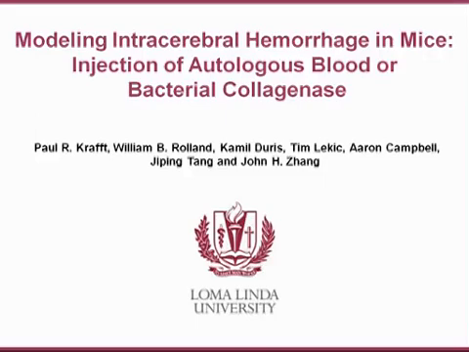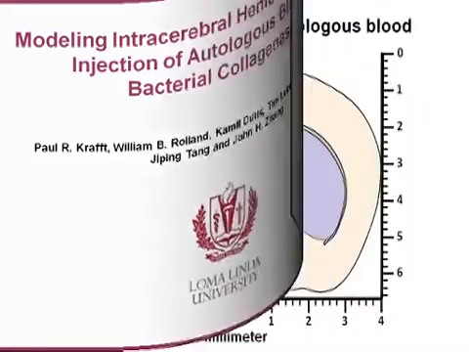In this video, we aim to demonstrate two methods of generating intracerebral hemorrhage in mice. We will describe a double injection model of autologous whole blood, as well as an intrastriatal injection of bacterial collagenase. Both models are commonly used in hemorrhagic stroke research.